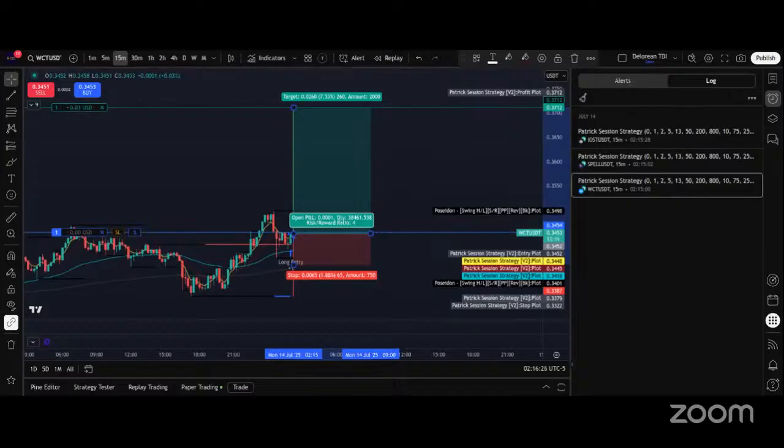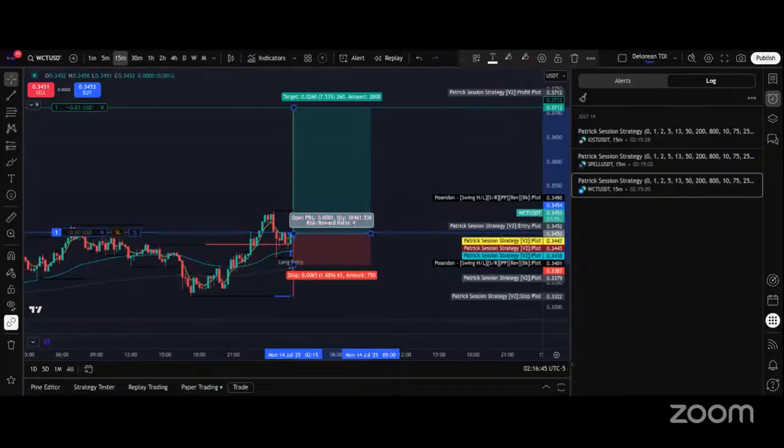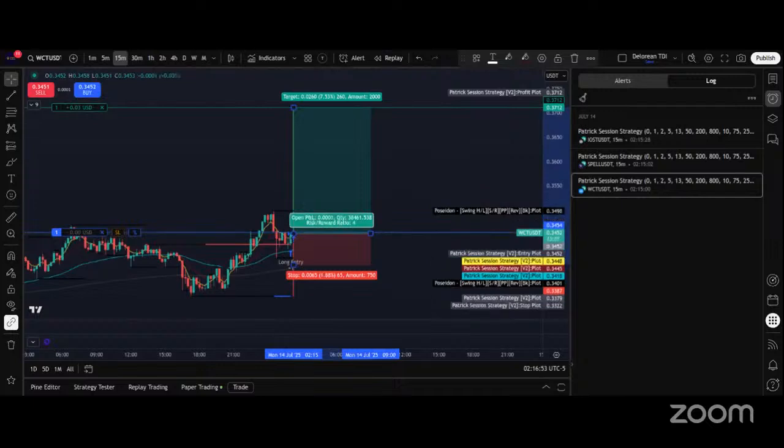All right, so this is WCT USDT, 15-minute confirmation, a market execution buy. It's a perfect 4.00 risk to reward ratio. Take profit 0.3712. That's going to be for 260 pips. The stop loss is going to be 0.3387. And that's going to be for 65 pips. And the entry price is going to be at 0.3452.